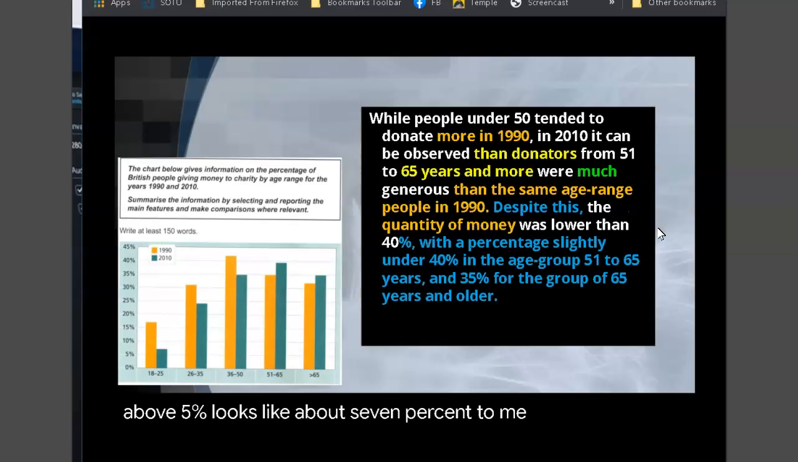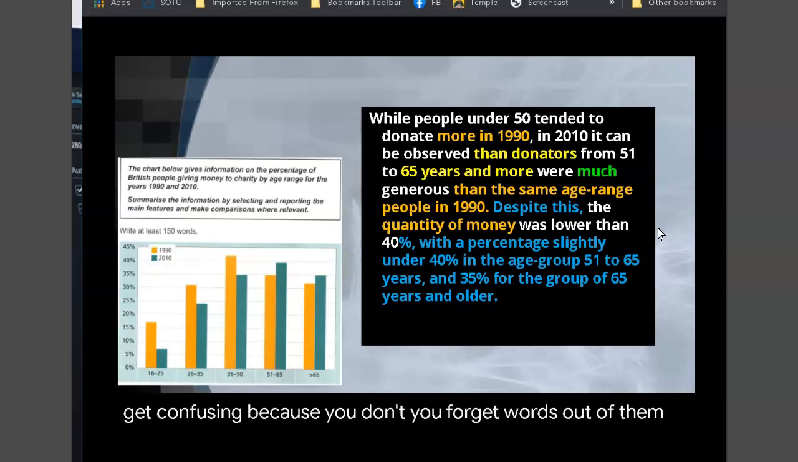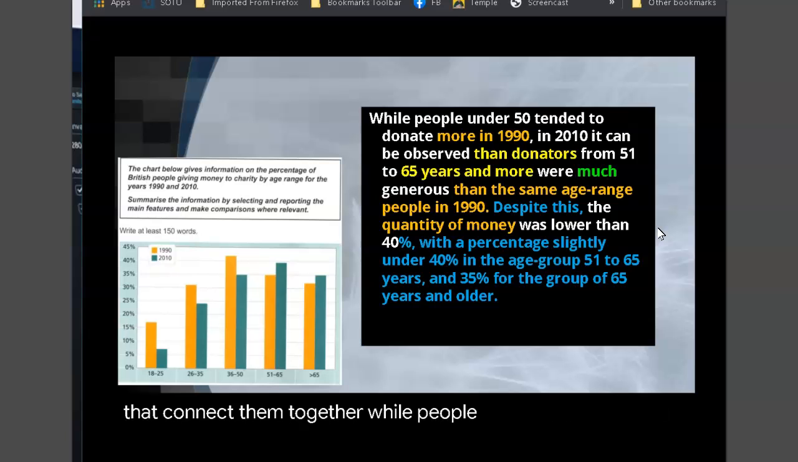And now here, back to the while. Now you're overusing complex sentences, and they get confusing because you forget words out of them that connect them together. While people under 50 tended to donate more in 1990, more than who? More than what? It's a comparison without a than. In 2010, it can be observed. You've already used the passive. You've shown you can do it. You don't need to show it again.